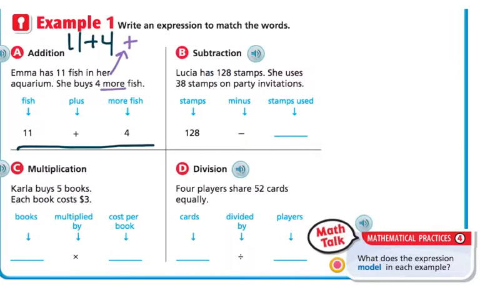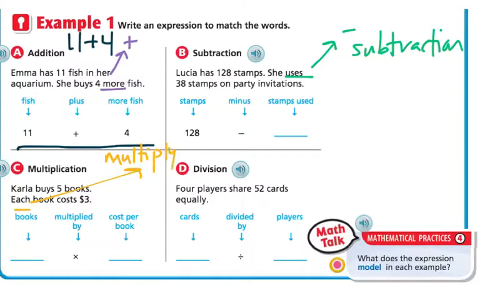Next, we're going to go on to subtraction. Lucia has 128 stamps. She uses 38 stamps on party invitations. Now in this one, when we hear uses, we're thinking subtraction because she's taking away from the amount that she has. Next we have multiplication. So it says Carla buys 5 books. Each book costs $3. So we have that word each, which we've been focusing a lot on already this chapter, and each means that we need to multiply. So we're going to start with how many books she has, which is 5, and we're going to multiply it by the cost of the book, which is 3, and our numerical expression would be 5 times 3.